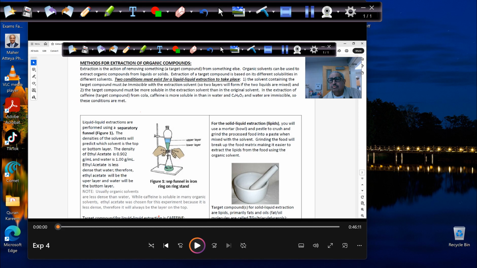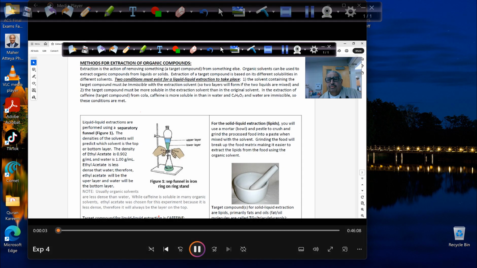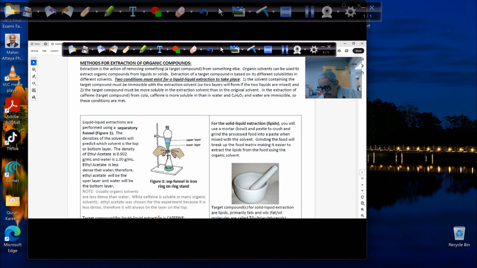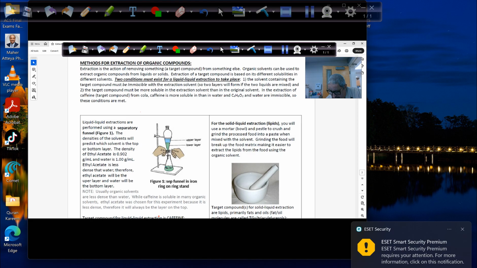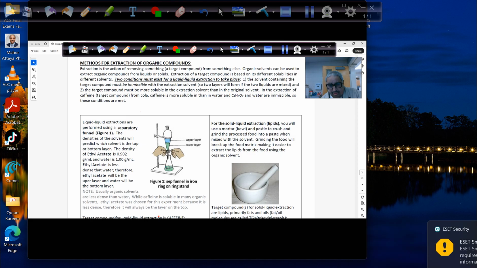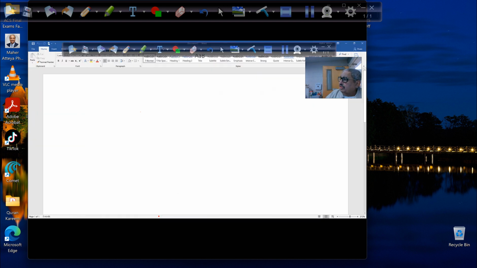Today's experiment is experiment number 4, and it's all about the separation of compounds using physical methods. We'll be using some physical methods to separate some compounds from their own actual mixture. Before we start discussing separation methods, we'll be working, as I will mention, on the extraction methods.